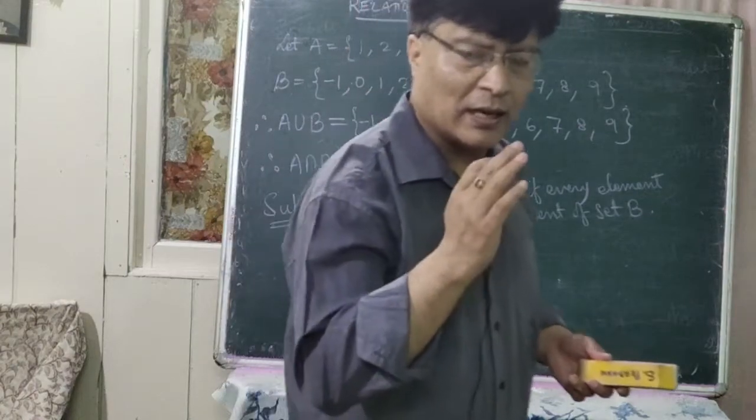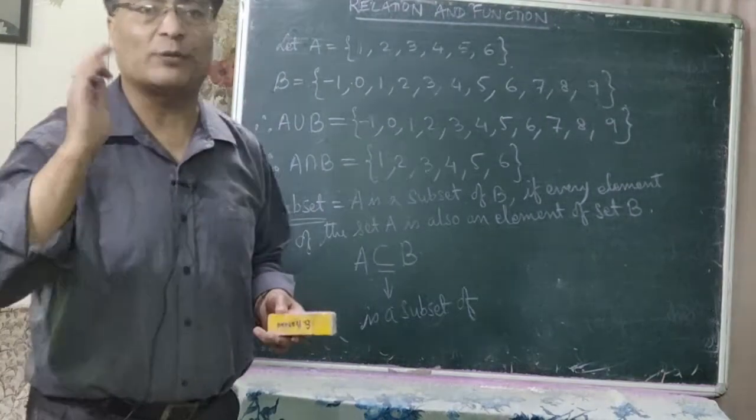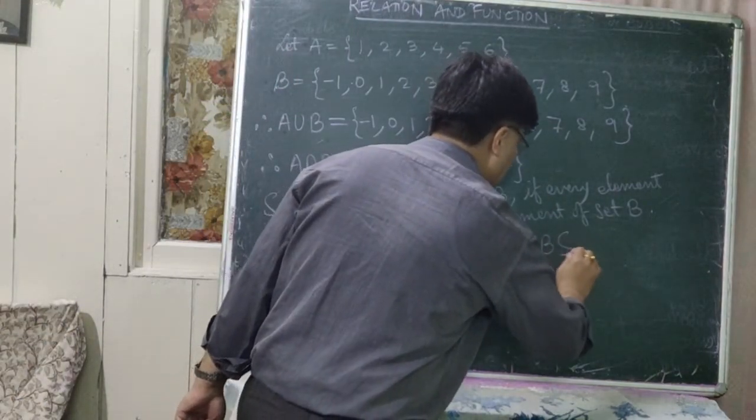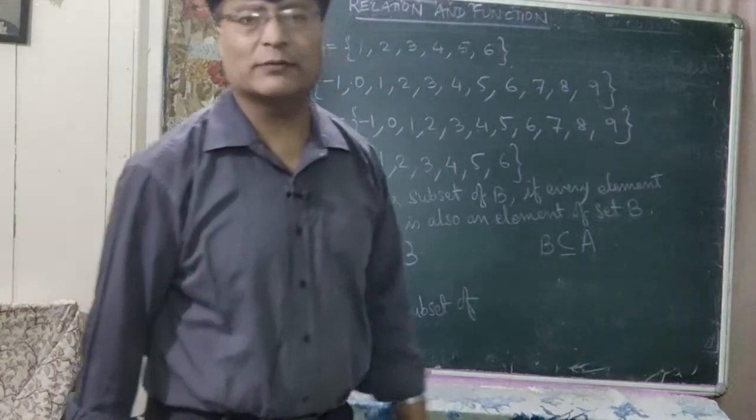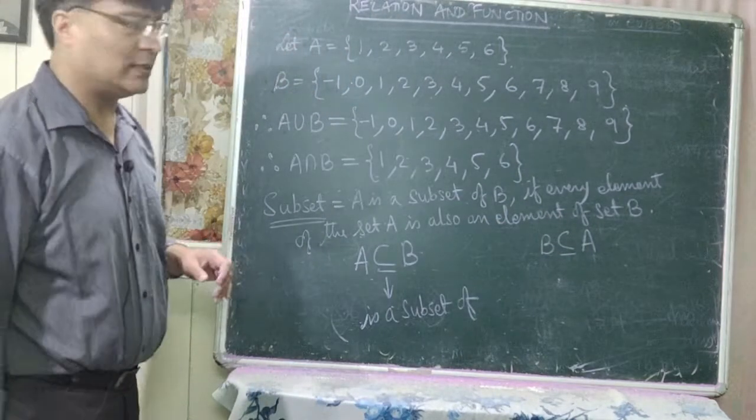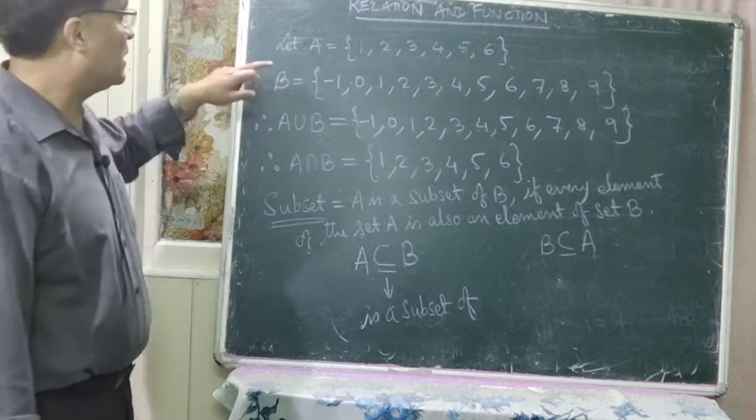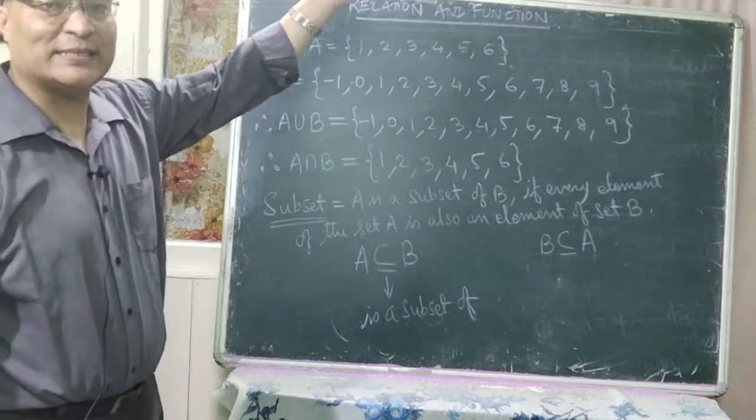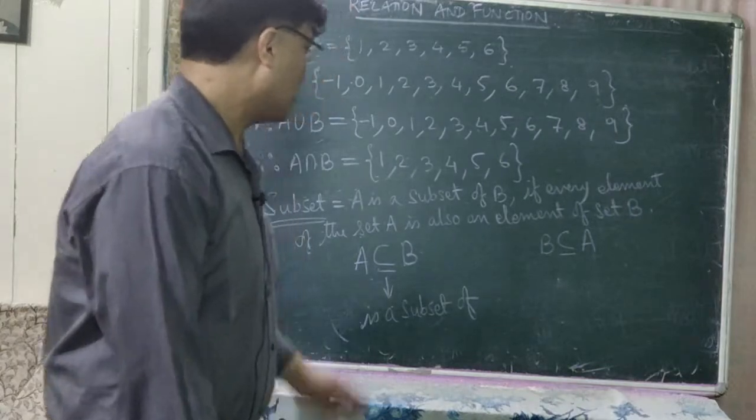Suppose in the reverse way, if every element of the set B is also an element of the set A, then B is said to be a subset of A. Is that clear? When can you say that B is a subset of A? If every element of B is also an element of the set A. Then in that case, we say that B is a subset of A. But in this case, A is a subset of B, but B is not a subset of A. Is that clear? Because there are some elements in B which do not belong to the set A. Is that clear now? So this is the meaning of subset. Okay? So you can note it down.